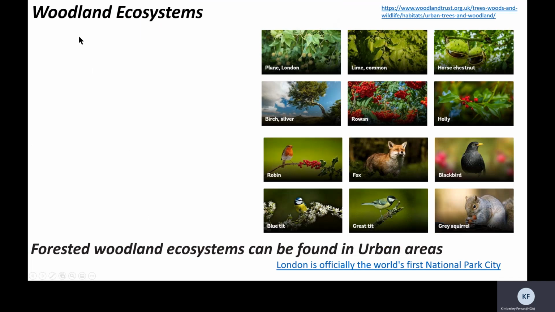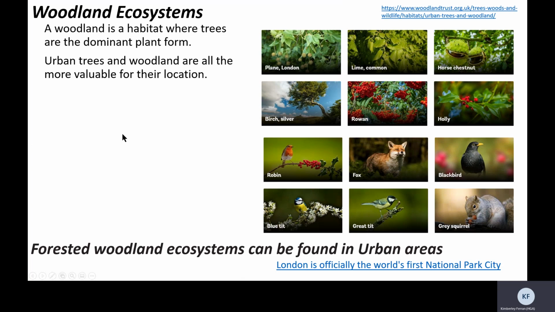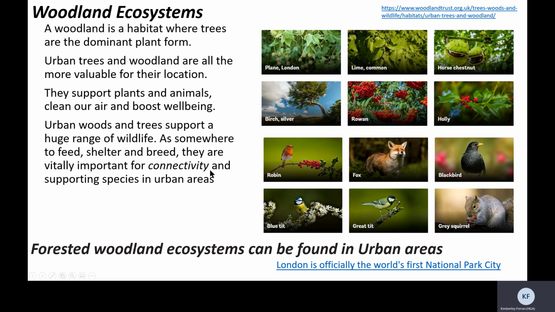And woodland ecosystems are another important habitat that we find right here in Thamesmead. A woodland is a habitat where trees are the dominant plant form. Urban trees and woodlands are very valuable because of their location. So trees and woodlands that grow in urban areas with lots of dense populations where lots of people live are very important. They support plants and animals. They also clean our air and boost our well-being.